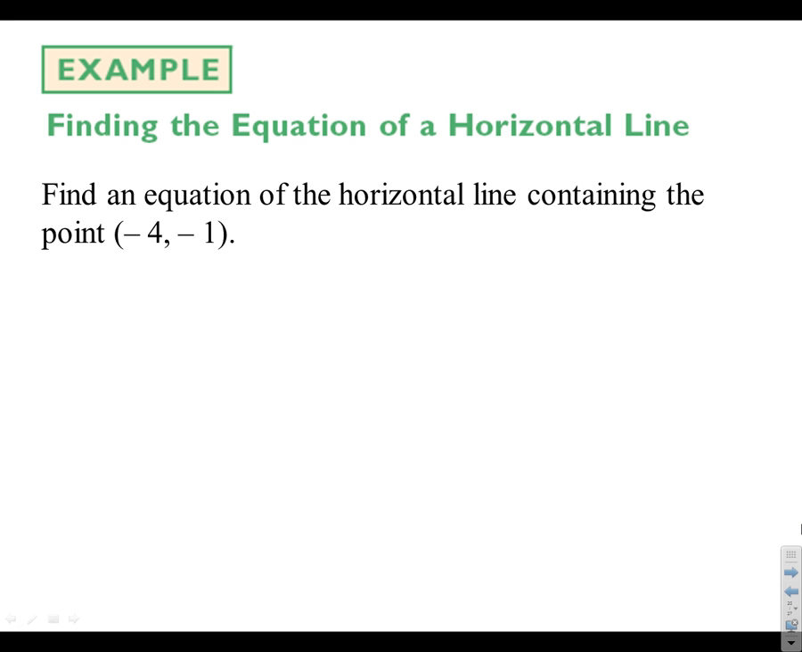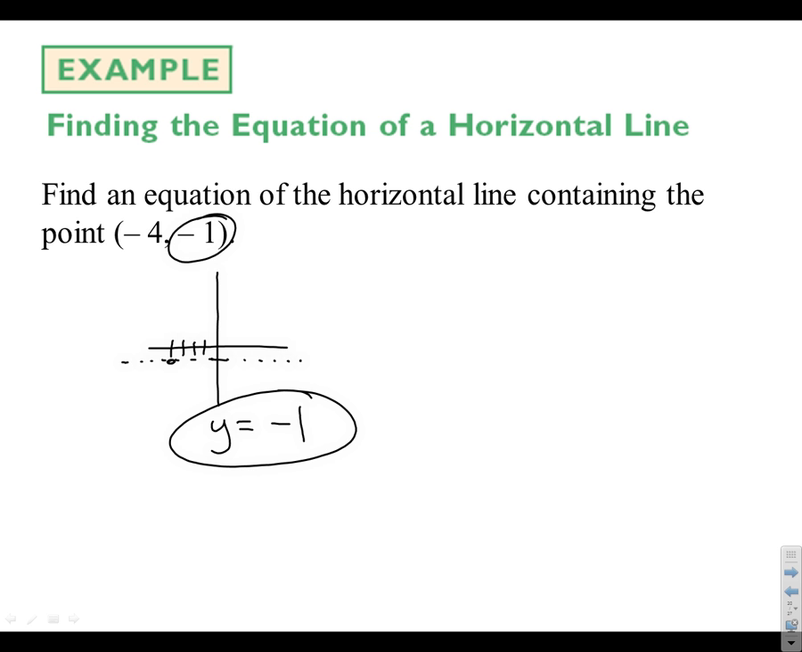All right, what about the horizontal line containing this point, -4, -1? Don't need to graph it, but if we did, it would look like this. And if we're horizontal, we're going this way. Okay, so we talked about that just a second ago. This is going to be horizontal. Y equals -1 would be the equation for our horizontal line.